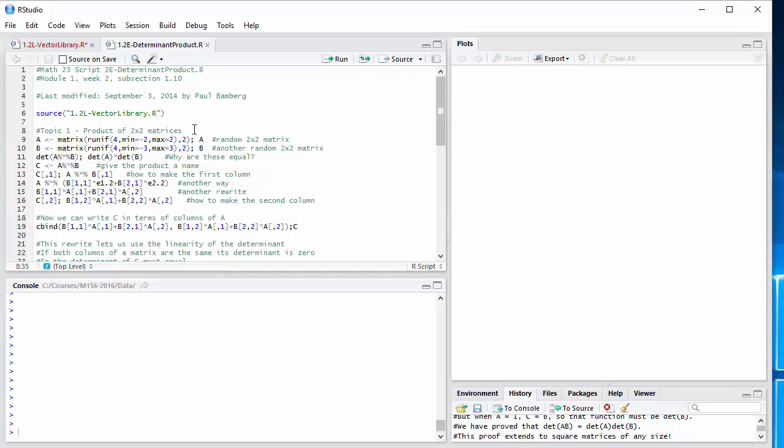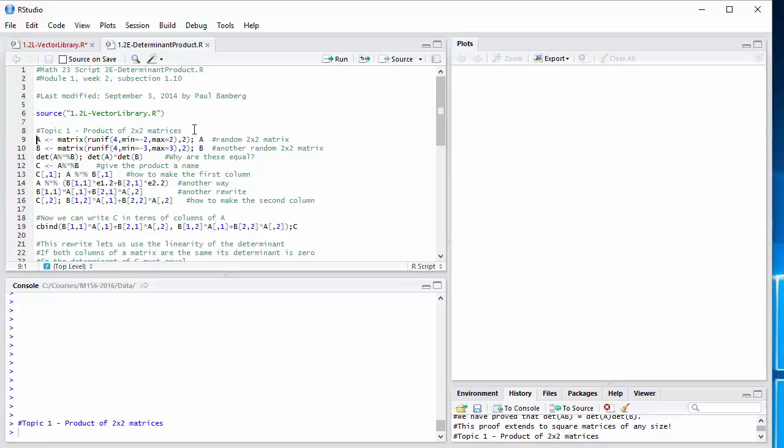This recording is about a script that mimics perfectly the proof that the product of the determinants of two matrices is equal to the determinant of their product, and all I'm doing here is illustrating this with some randomly generated first 2x2, then 3x3 matrices. So let's start out with the 2x2 case.